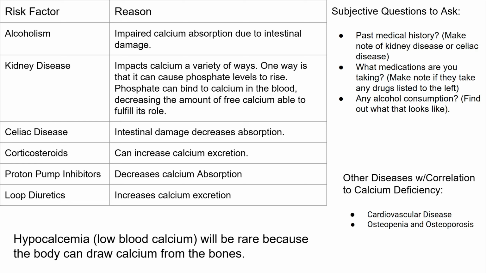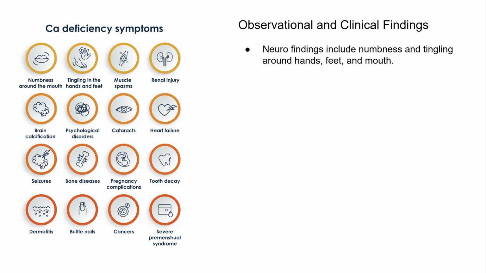Subjective questions to ask would be about past medical history. You should make note of kidney disease and celiac disease. Ask them what medications they're taking. Make note of corticosteroids, PPIs, and loop diuretics. Ask about any alcohol consumption, and of course, find out what that looks like. Diseases that individuals can be at greater risk for of calcium deficiency are cardiovascular disease, osteopenia, or osteoporosis. For clinical exam, neuro findings will include numbness and tingling around the hands, feet, and mouth.